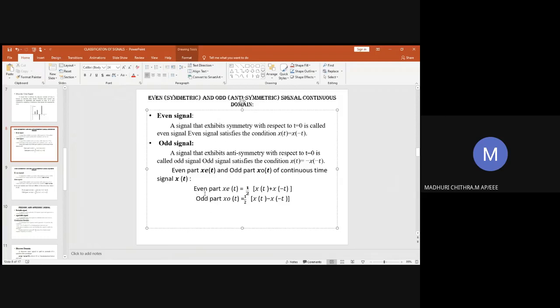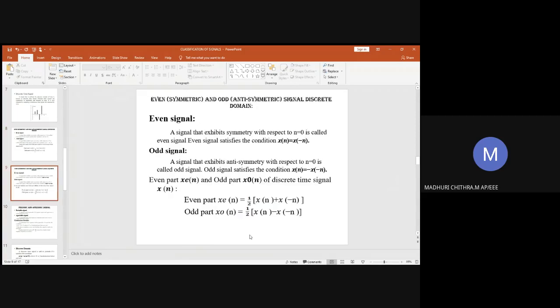By using this formula: x e of t equal to 1 by 2 times x of t plus x of minus t. The odd part, x o of t, equal to 1 by 2 times x of t minus x of minus t. So this is the even and odd part of the signal.